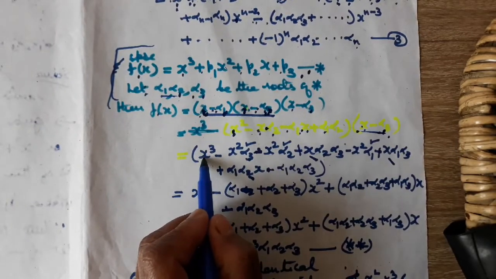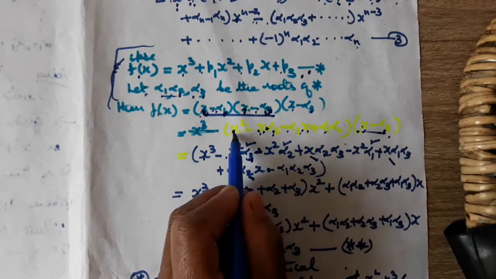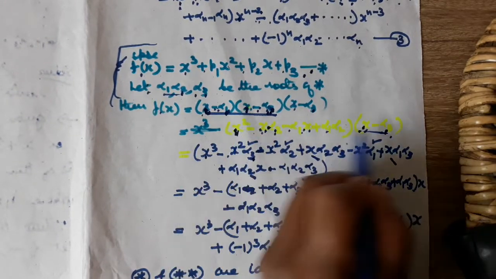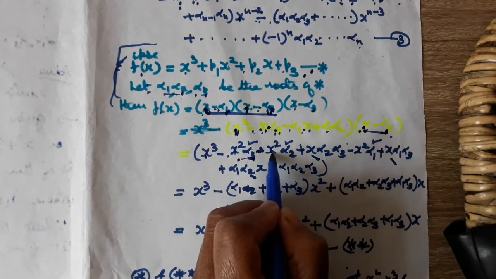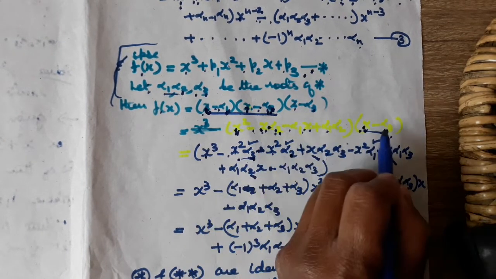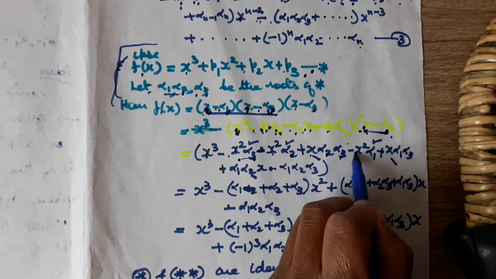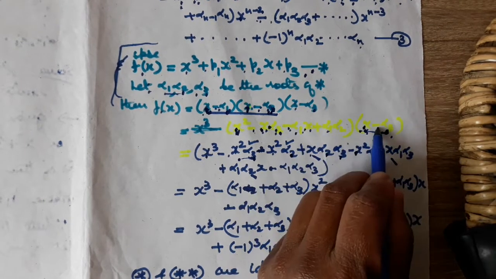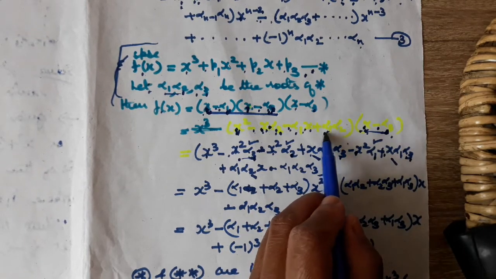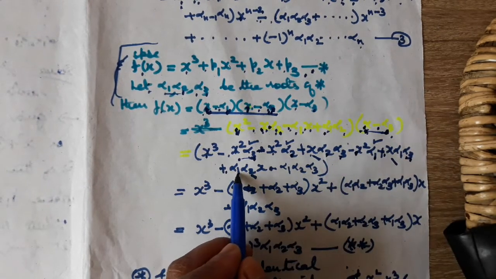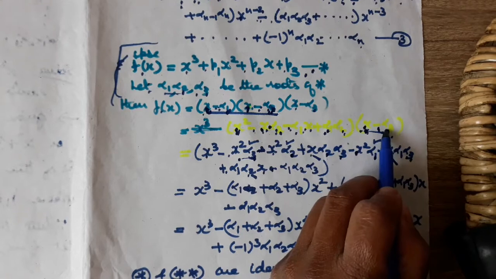What you get is x cubed, then x into x gives you x squared, but because of alpha 3 here, minus x squared into alpha 3. Now minus x alpha 2 into x gives you minus x squared alpha 2, and minus x alpha 2 into minus alpha 3 gives you plus x alpha 2 alpha 3. Now this multiplied with this, you will get minus x squared alpha 1, and minus into minus is plus, so you get x alpha 1 alpha 3. Then multiply alpha 1 alpha 2 into x, you get plus alpha 1 alpha 2 x, minus, because this into this gives you alpha 1 alpha 2 into alpha 3.